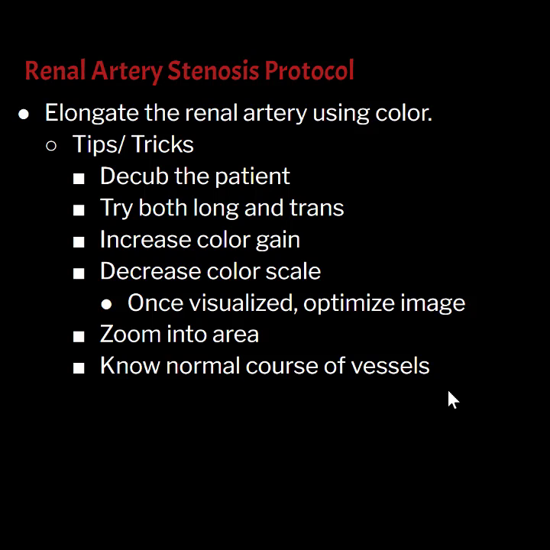You'll also want to know the normal course of your vessels. The renal arteries typically take off of the aorta just inferior to the superior mesenteric artery takeoff. And remember that the right renal artery does travel posterior to the IVC, which can sometimes make that area difficult to evaluate.